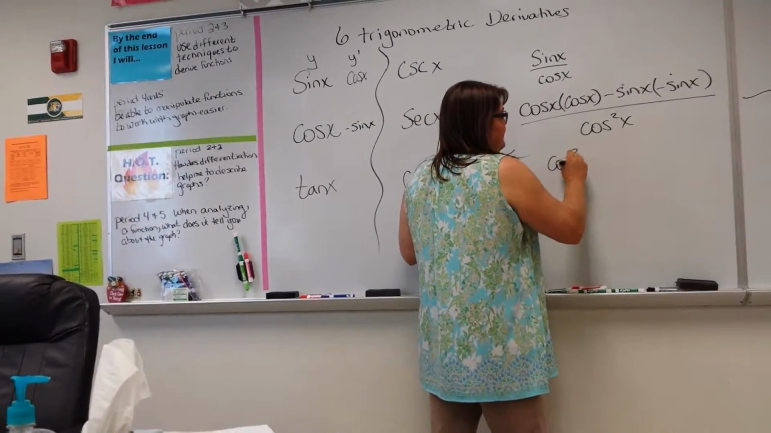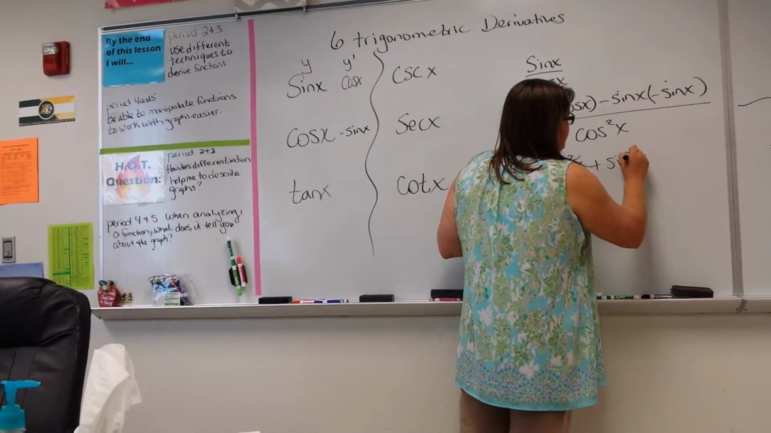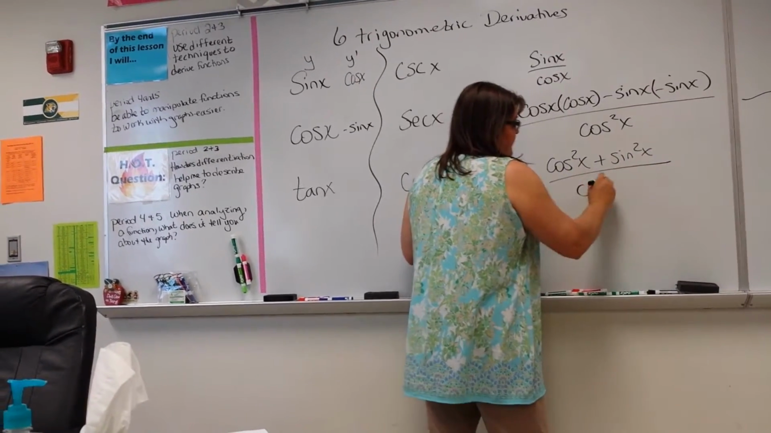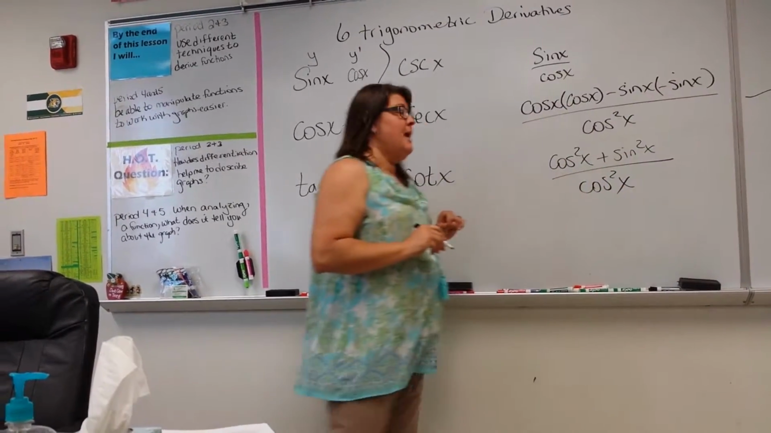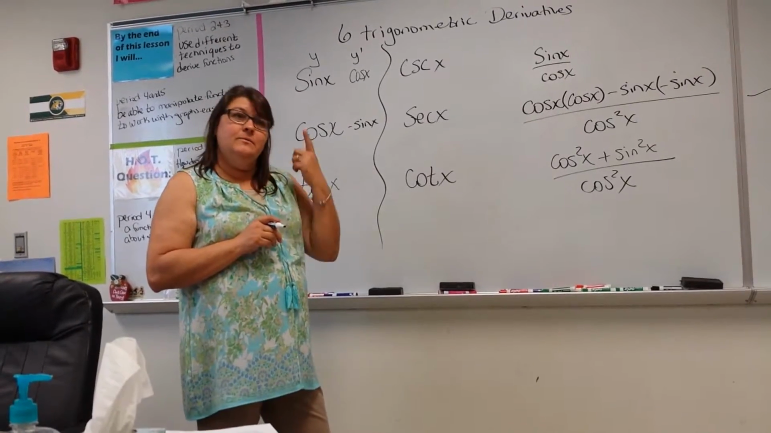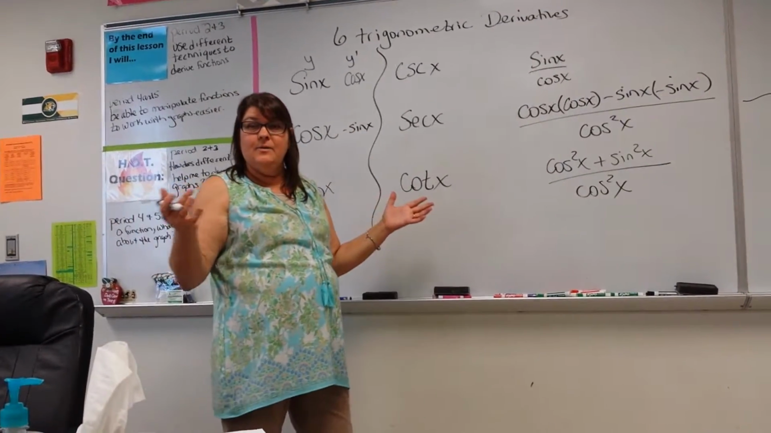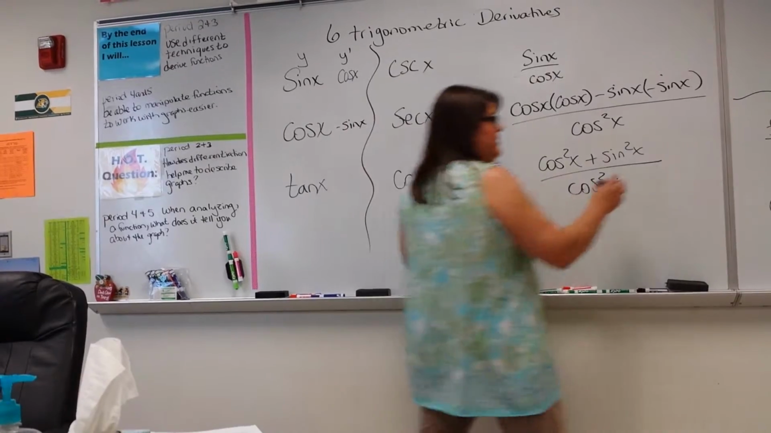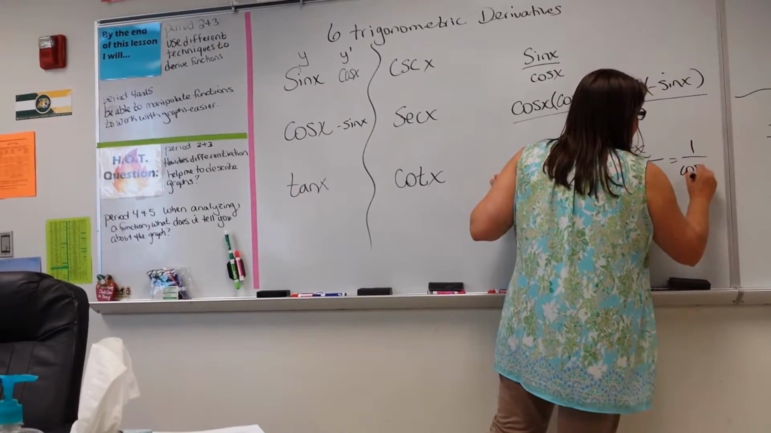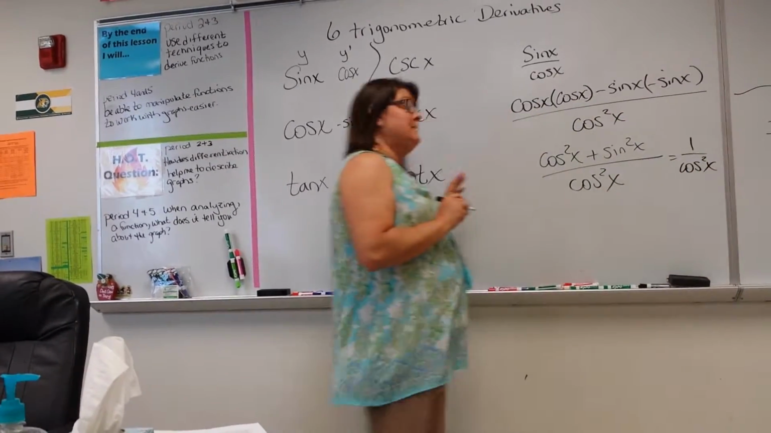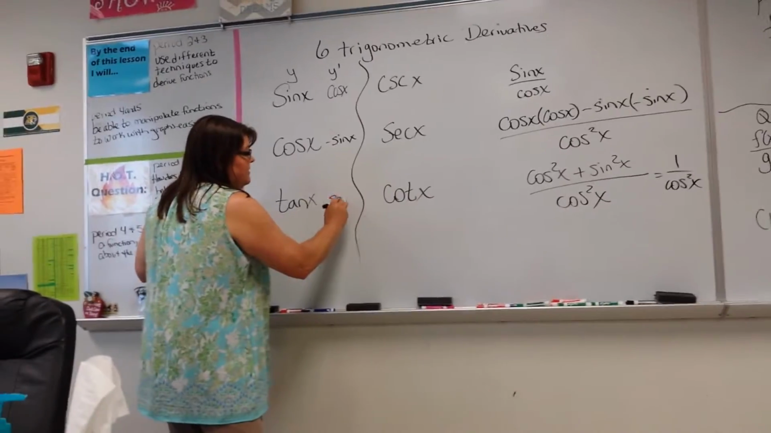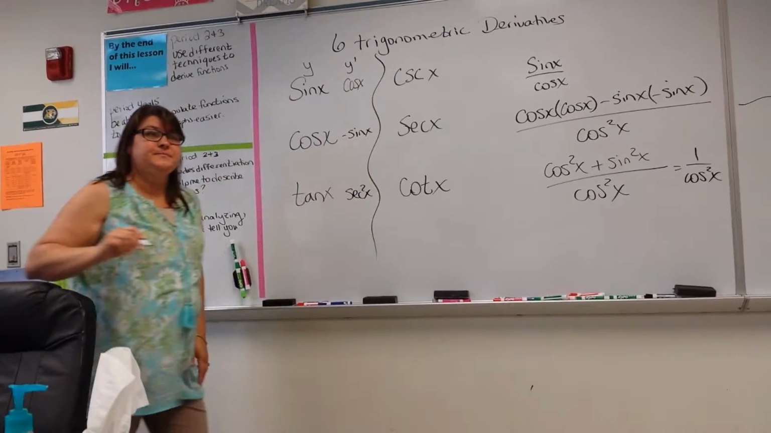Let's just slow it down and make sure everybody's on the same page. Cosine squared. And what's cosine squared plus sine squared? One. The Pythagorean identity tells me so. So it's 1 over cosine squared, also known as secant squared. Correct. The derivative of tangent is secant squared. That's beautiful. Isn't that nice?